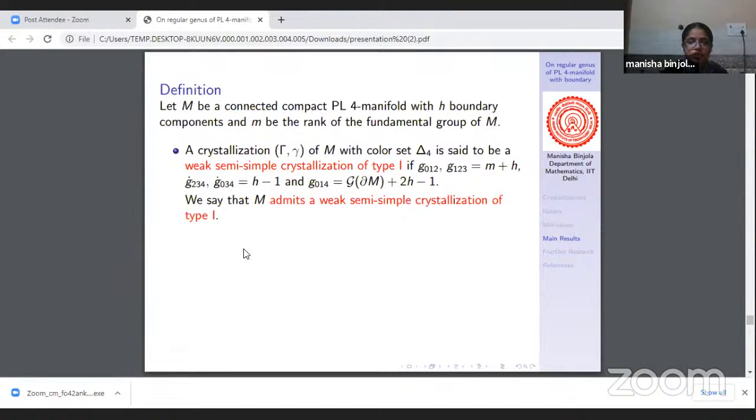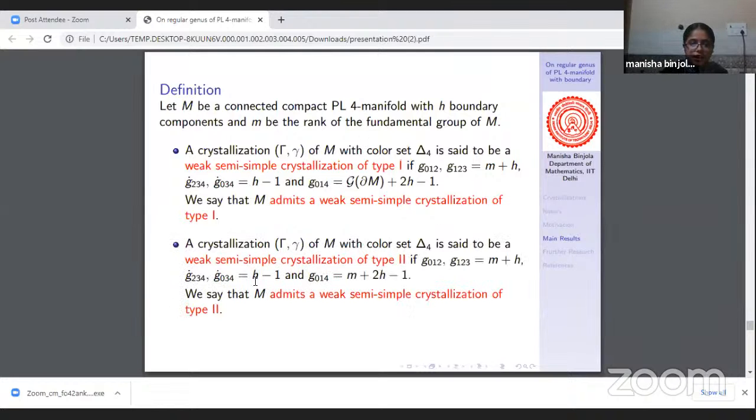Now we define 2 classes. Let gamma be a crystallization with this color set. We say that it is a weak semi-simple crystallization of type 1 if these conditions are satisfied. And we say M admits a weak semi-simple crystallization of type 1 if we have such a representation for M. The second, the same thing, weak semi-simple crystallization of type 2. A crystallization is called weak semi-simple of type 2 if these conditions are satisfied. And we say M admits a weak semi-simple crystallization.